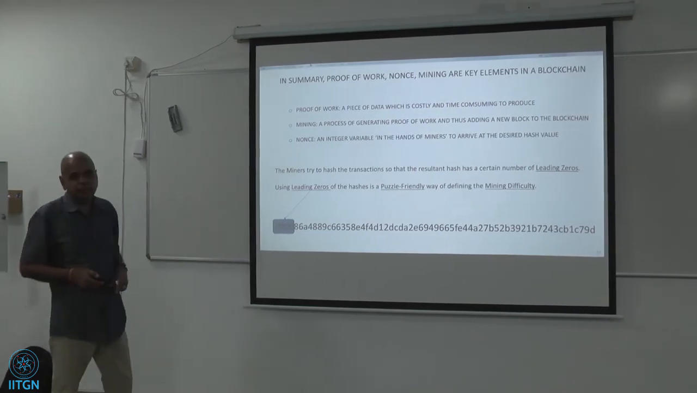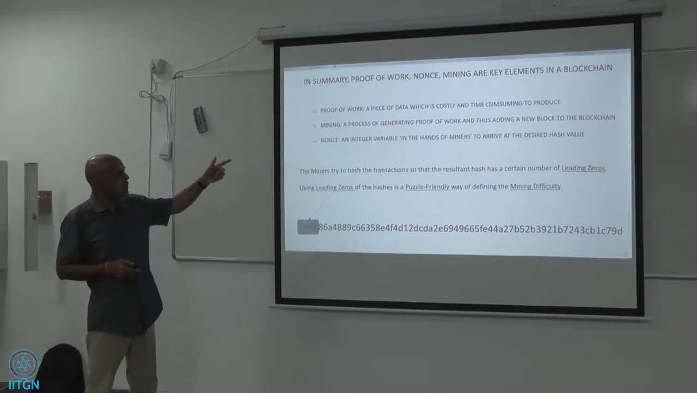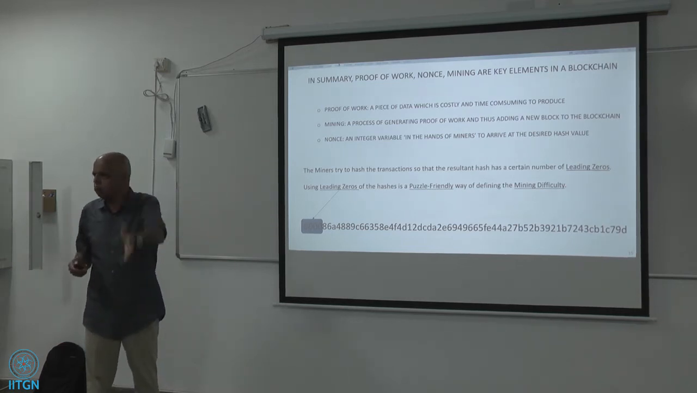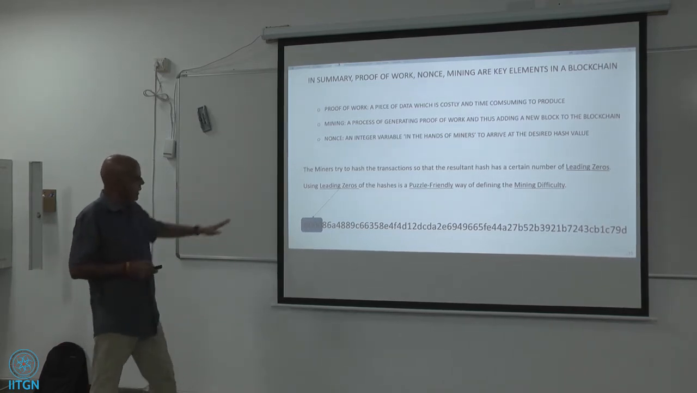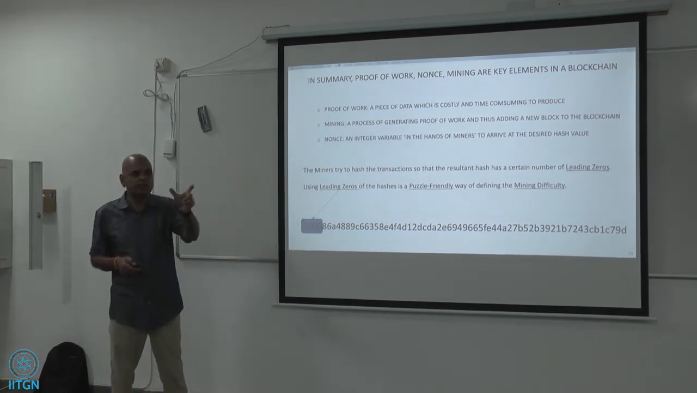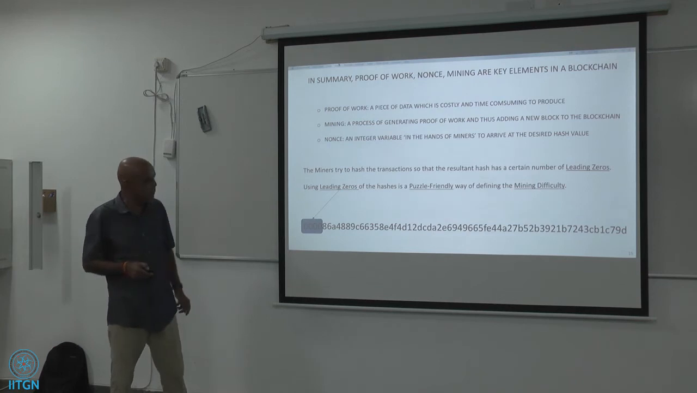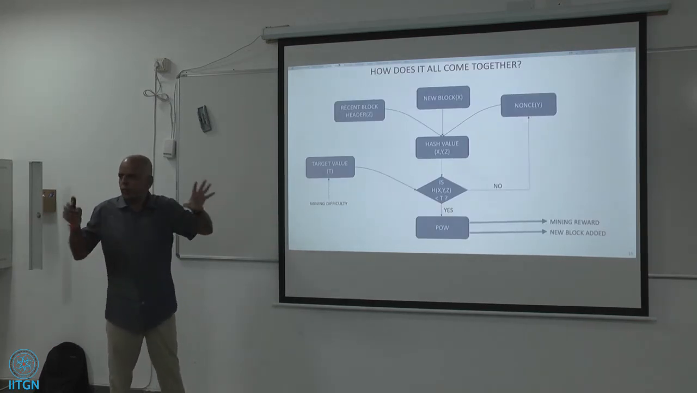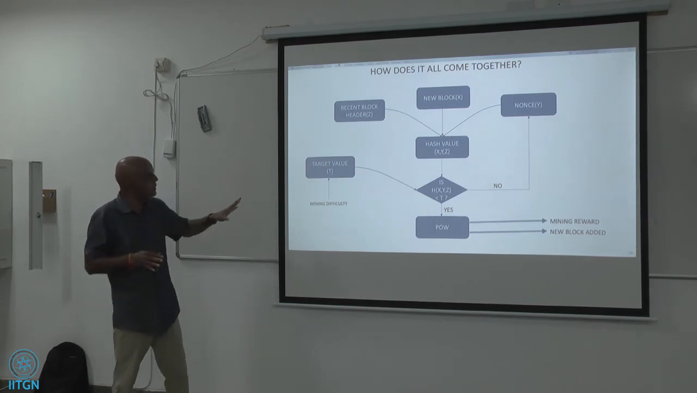So in summary, proof of work, nonce, and mining are key elements in a blockchain. Just remember this. I don't want to go through it again, but you can read that. It will be sent as a PDF file tonight or tomorrow. This is a pictorial representation of what I talked about in the last 5-10 minutes.